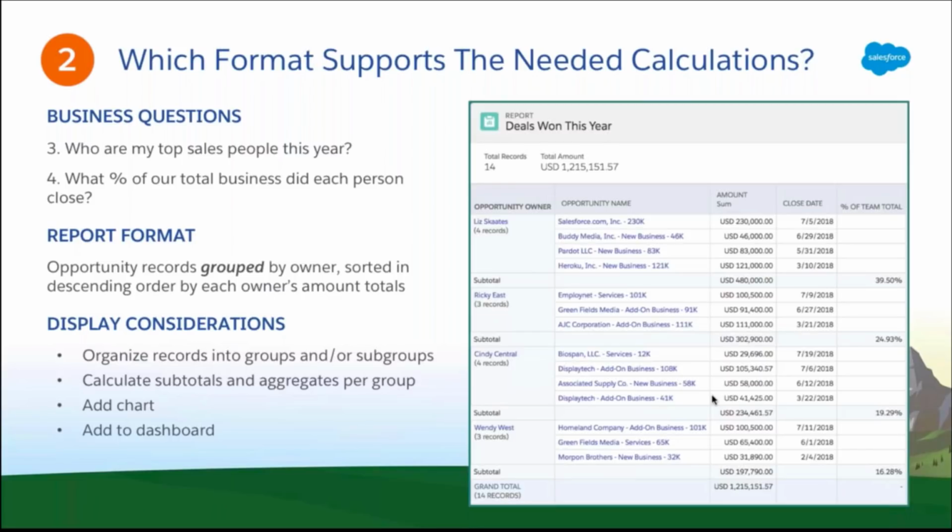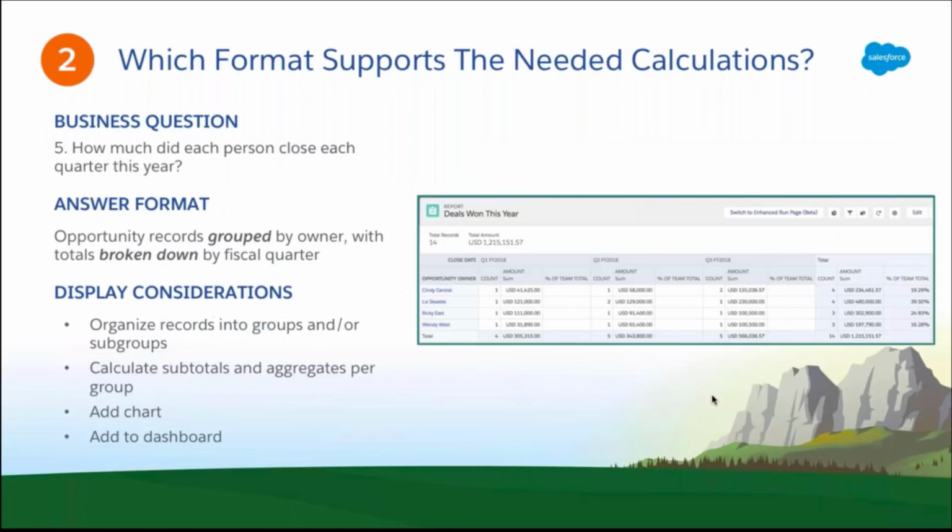But we have a fifth question that we have to answer for Mark, which is how much did each person close each quarter this year? So not only do we have to break it down by who owns those deals, but amongst those deals for each owner, we want to break it down by fiscal quarter. So I'm thinking we need to have the report grouped by columns as well for each quarter of the year.